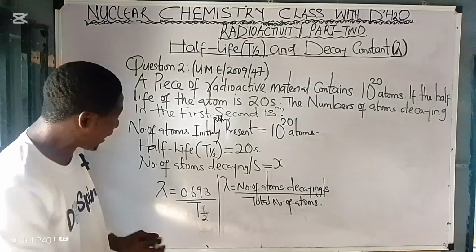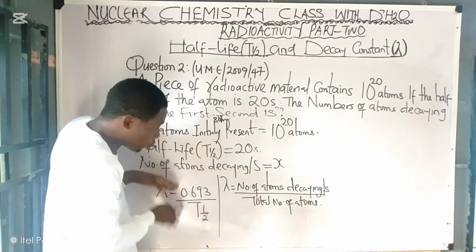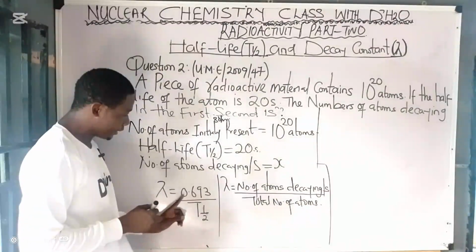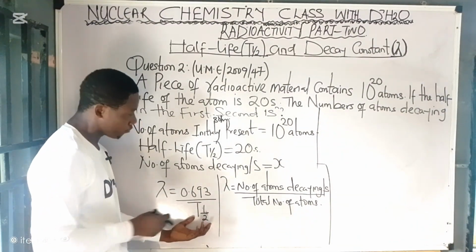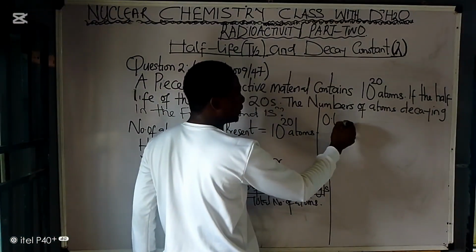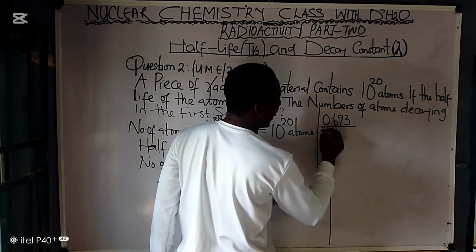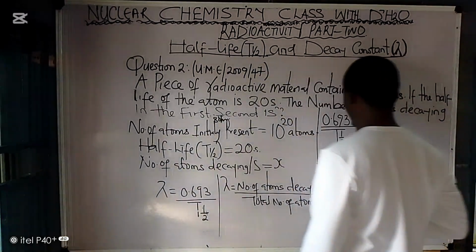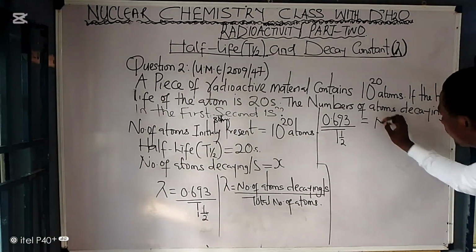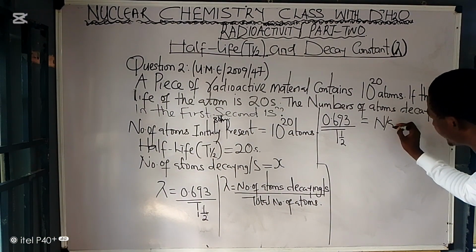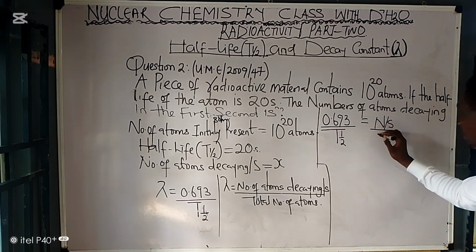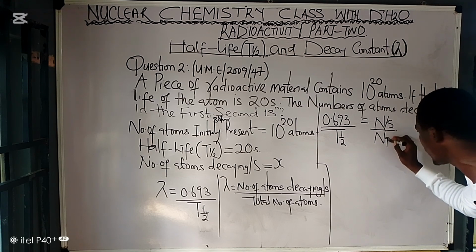Just like I told you, you can combine this formula with this one to solve this question. Let's do that quickly. If this one is 0.693 over half-life, and you have this, we can equate these two together so that we have 0.693 over half-life equals the number of atoms decaying per second over the total number of atoms.